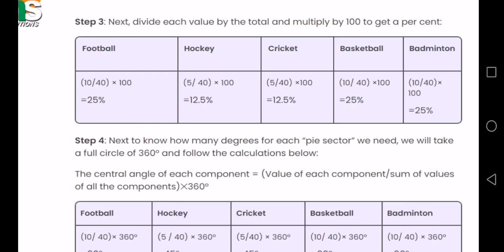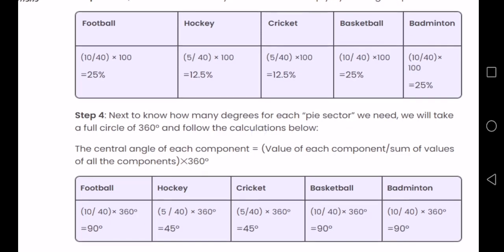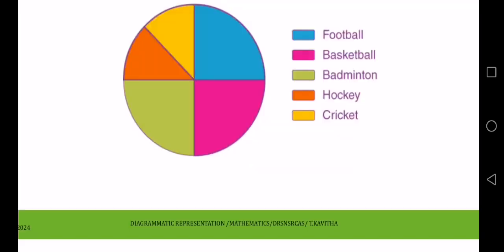Football 10 students, therefore 10 by 40 into 100, 25%. Like this we get all the games in percentage. Next, to know how many degrees for each pie sector, we will take a full circle of 360 degrees and follow the calculations below. We convert into 360 degrees by percentage. Now we get football as 90 degrees, hockey is 45 degrees, cricket is 45 degrees, basketball 90 and badminton 90 degrees. Now you can draw a pie chart.